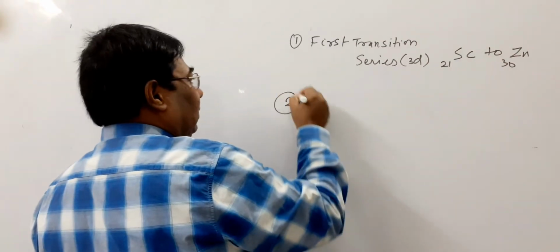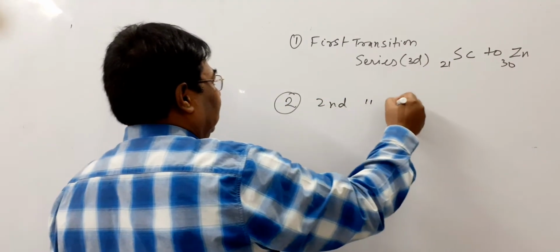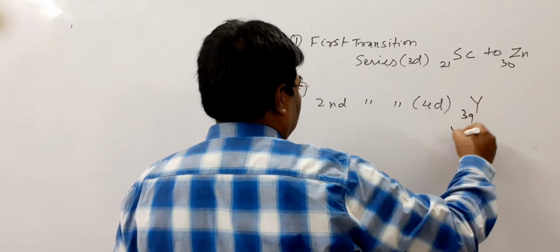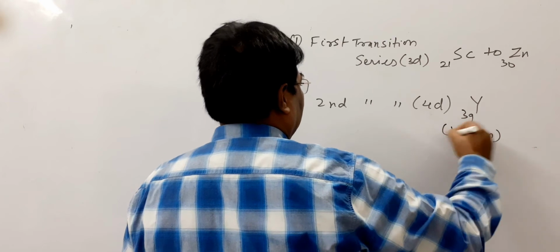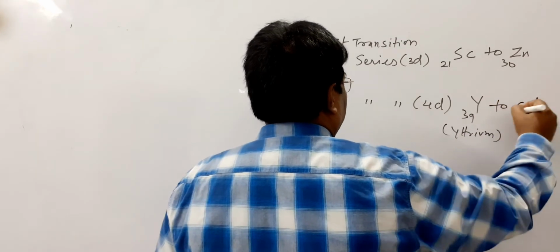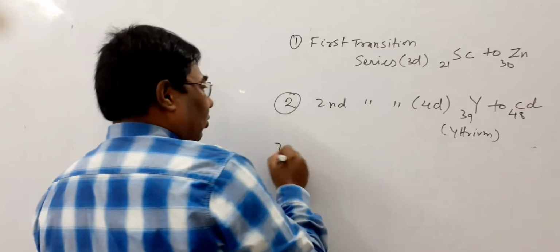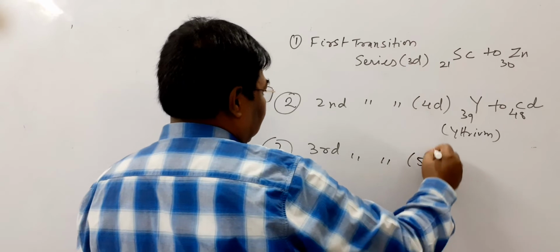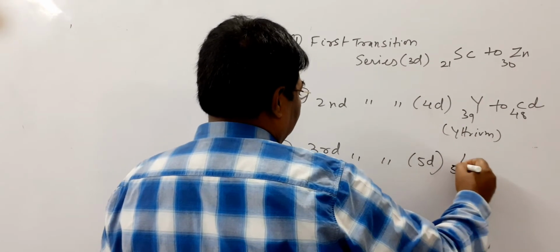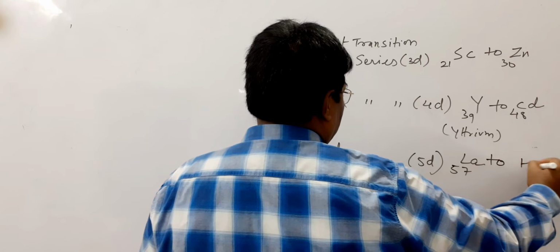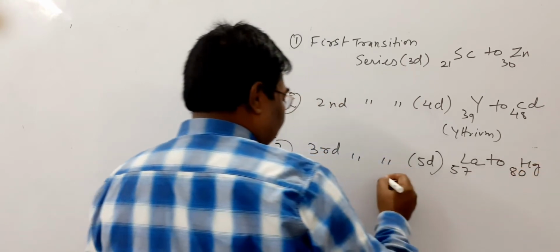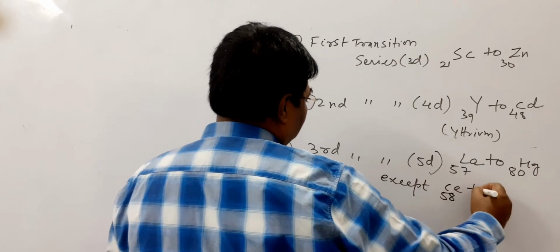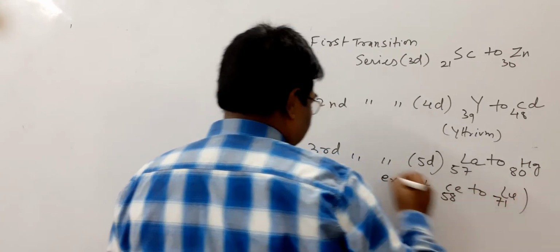Second one is the second transition series, 4d, yttrium 39 to cadmium 48. Third one is the third transition series, 5d, lanthanum 57 to mercury 80, except cerium 58 to lutetium 71.